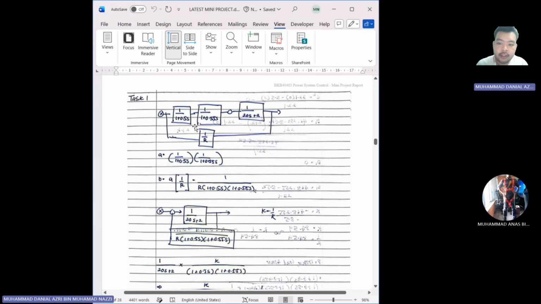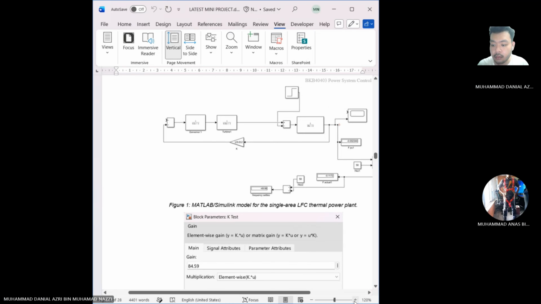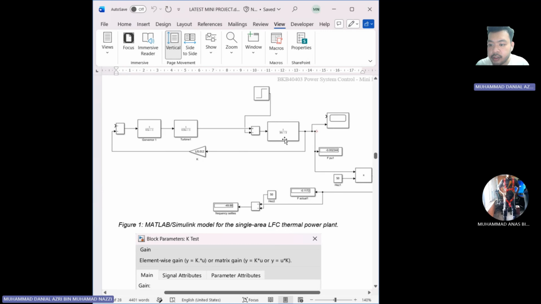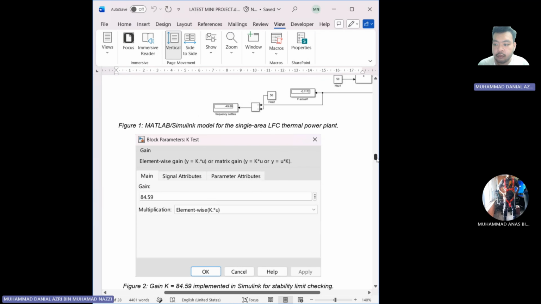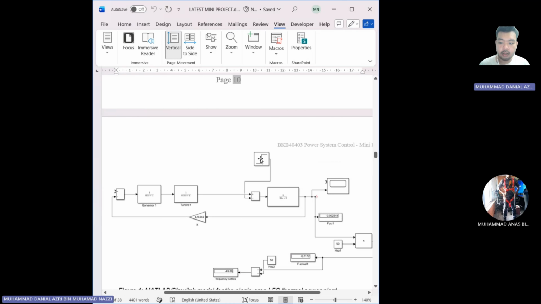So moving to task 1. Our system is using 1 over 1 plus 0.5 S and 1 over 1 plus 0.55 S, and also 1 over 20 S plus 2. So moving to the simulation, as you can see, we are using governor 0.5 S, and turbine is 0.55 S plus 1, also 20 S plus 2. So the key value that we get from this calculation is 4.58, which means K is 1 over 0.012, which is 8.83.